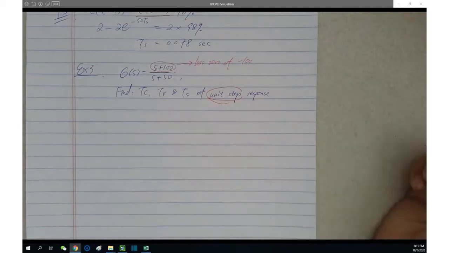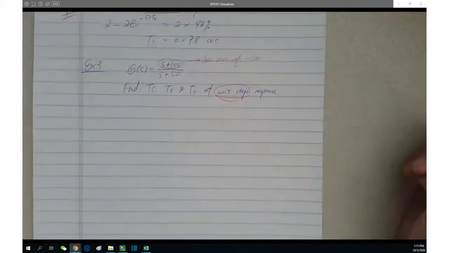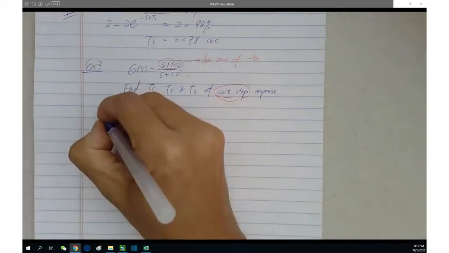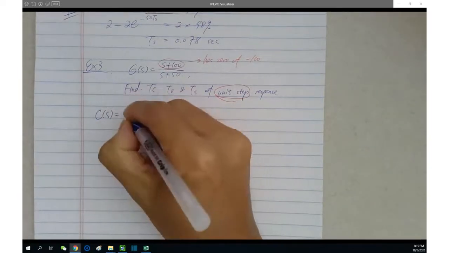All right, let's go ahead. So what should we do first to solve this problem, according to what we learned from example two? We need to do the inverse Laplace to find the output, right? Even before that, we need to have this.